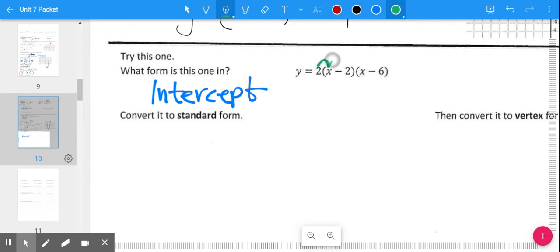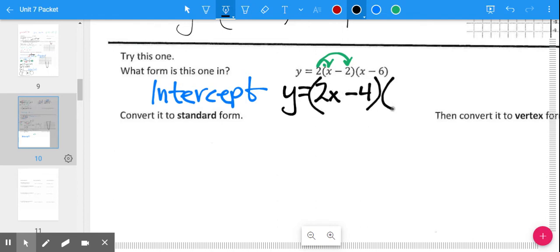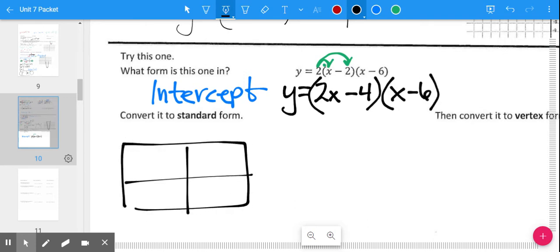So first distribute this 2 to the first binomial only, because it's only touching the first binomial. And that leaves us with y equals 2x minus 4 times x minus 6. So now I can do the area model. So I have 2x minus 4, x minus 6.